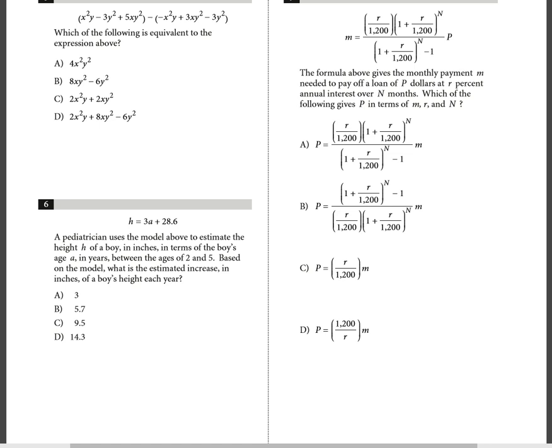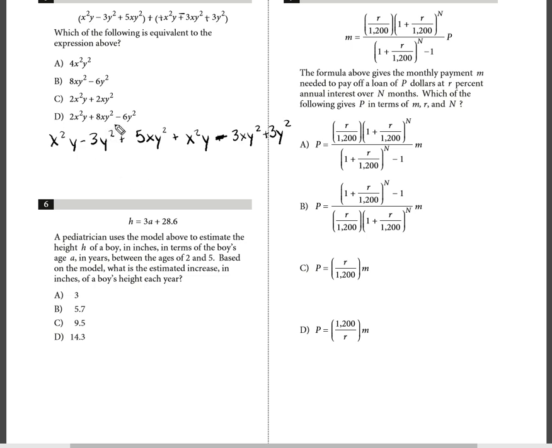Starting with the first one, we have a ton of variables with only a minus sign, a subtraction sign. So no multiplication, no division, so let's just put it together. So x squared y minus 3y squared plus 5xy squared. Let's distribute that negative sign, so plus, plus, minus, plus, this is like middle school again, plus x squared y minus 3xy squared plus 3y squared.